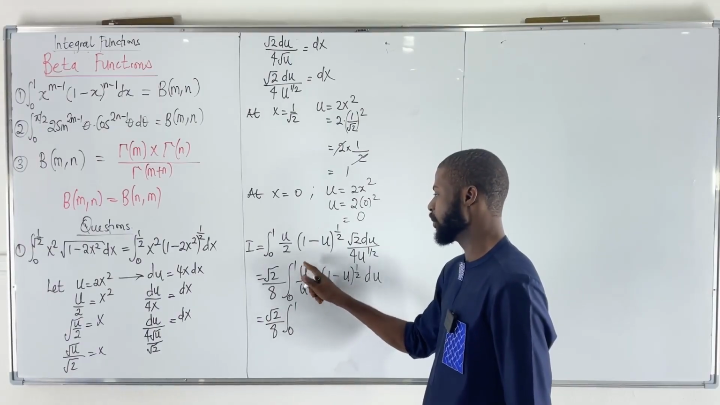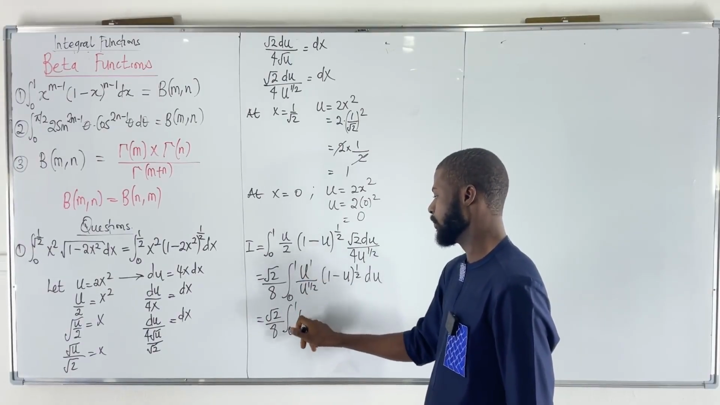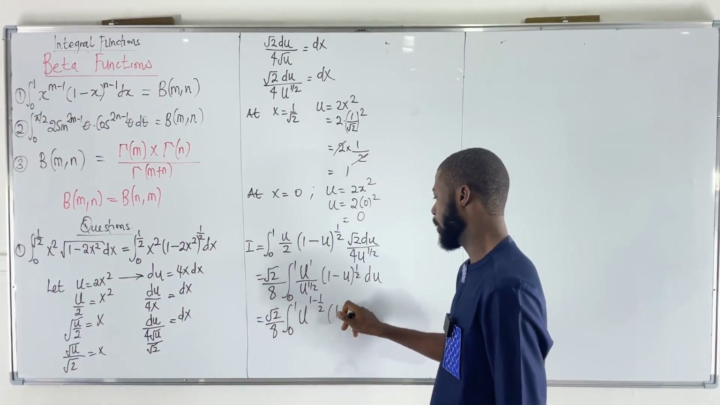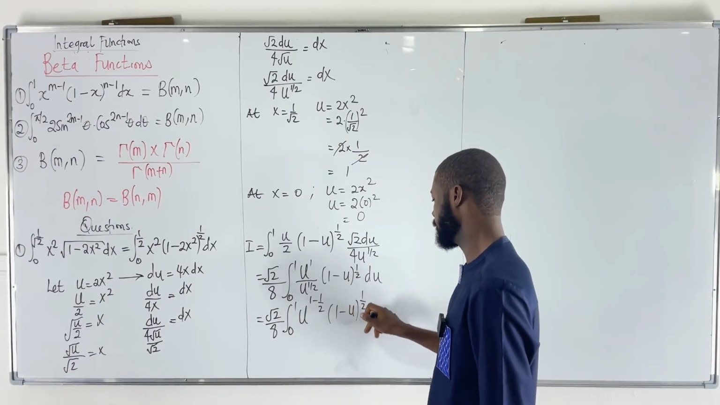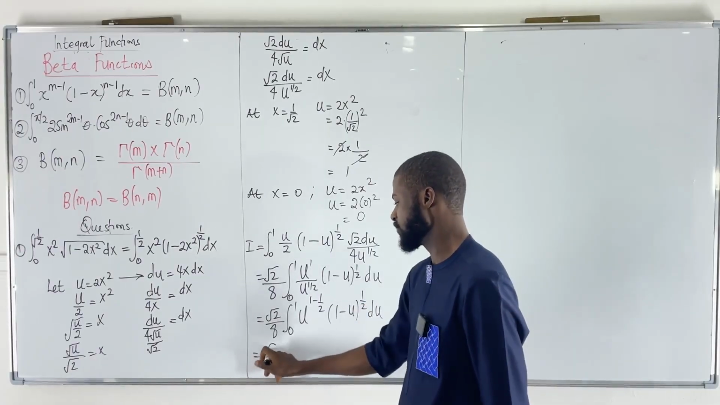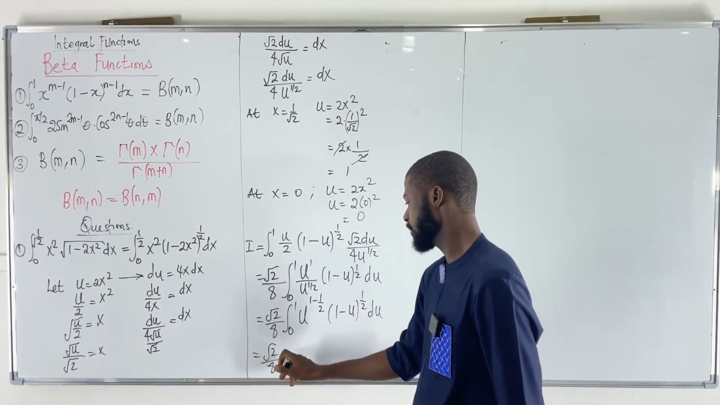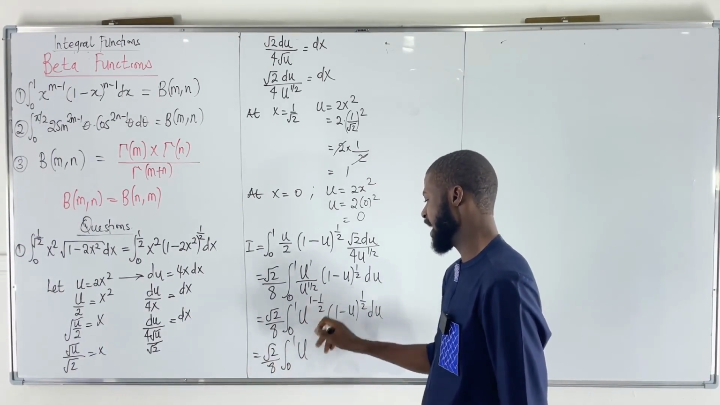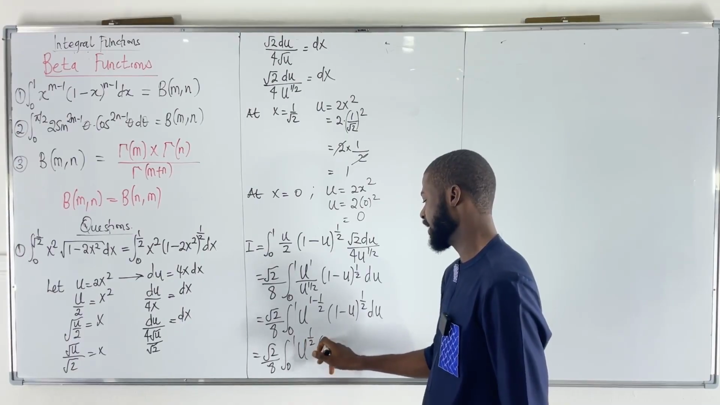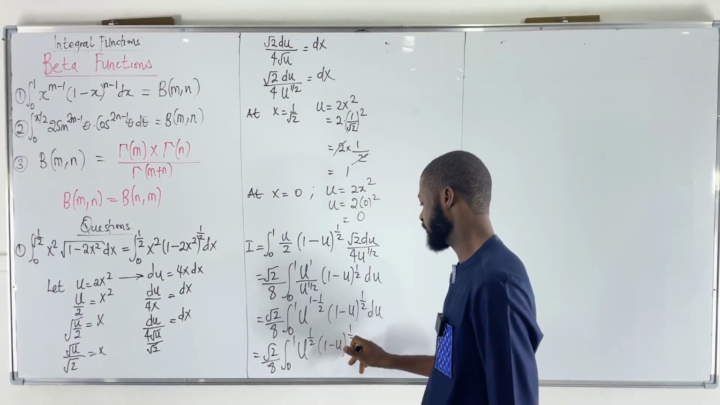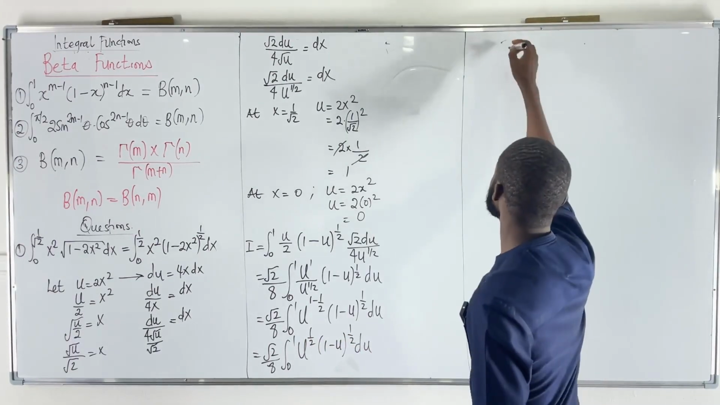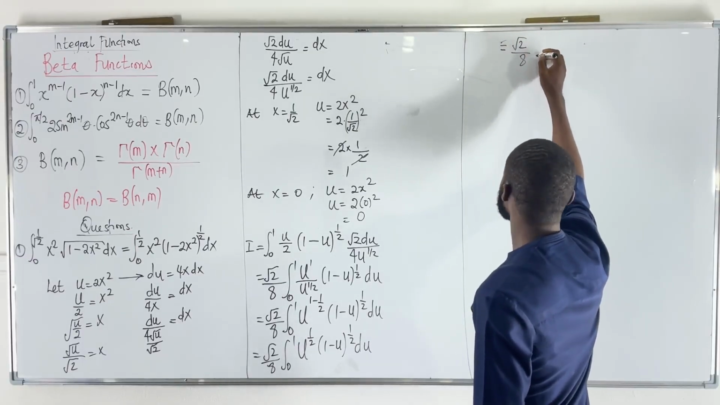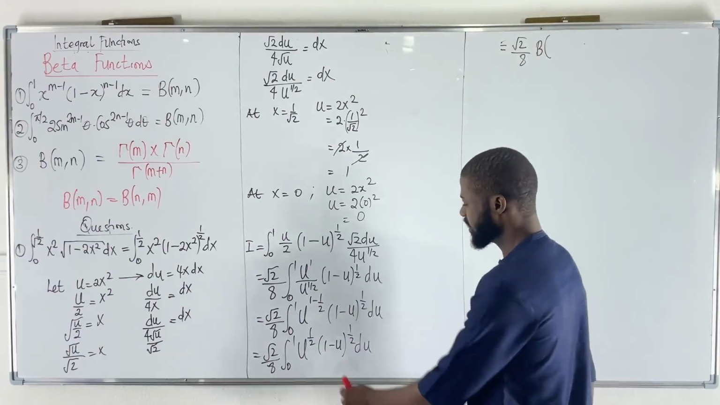And remember that this very u has the power of 1. So this will become u to the power of 1 minus half. And then 1 minus u to the power of half, du. So this is root 2 over 8, integral from 0 to 1, u to the power of 1 minus half, which is a half. And then 1 minus u to the power of half, du. So this will equal root 2 over 8 beta of, and this is half and this is half.